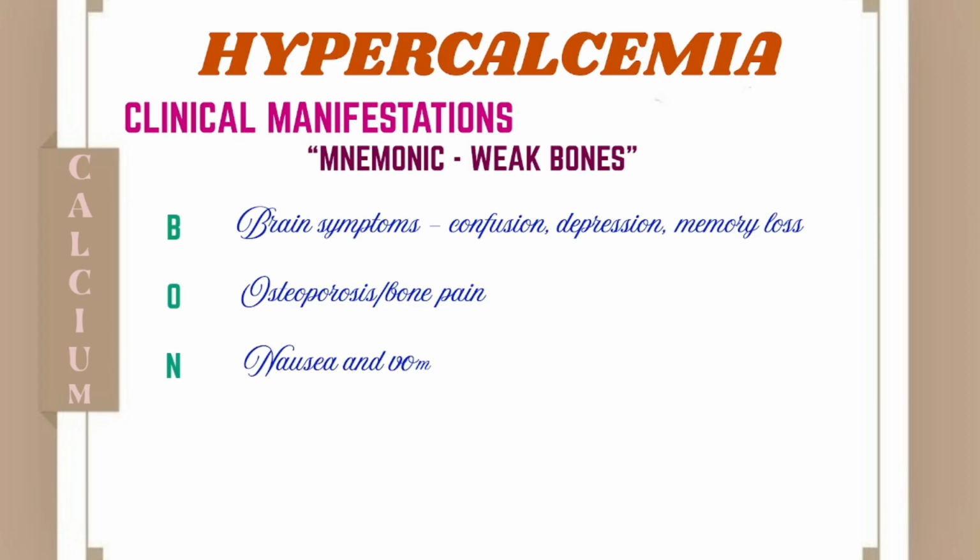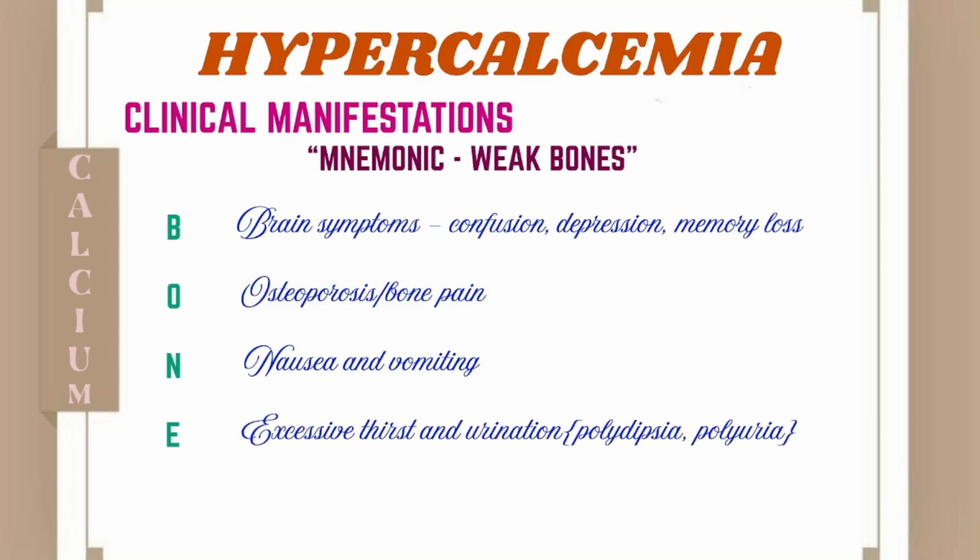N stands for nausea and vomiting, which may occur. E stands for excess thirst and urination, polydipsia and polyuria. As we already discussed, if there is abnormal parathyroid hormone, mainly the condition of hyperparathyroidism, it causes diabetes insipidus, in which there is polydipsia and polyuria. Due to polydipsia and polyuria, there is the symptom of excessive thirst and urination.